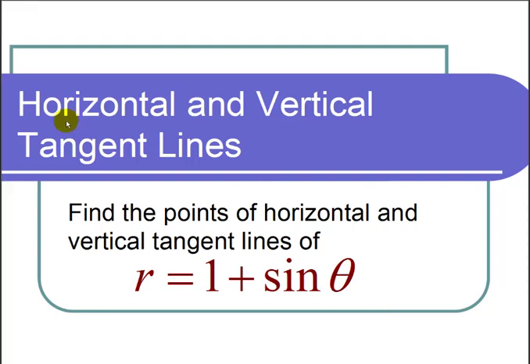This is a video on horizontal and vertical tangent lines. The question states, find the points of horizontal and vertical tangent lines of r equals 1 plus the sine of theta. So remember that horizontal tangent lines occur when dy/dx is equal to 0, and vertical tangent lines can occur when dy/dx is undefined.